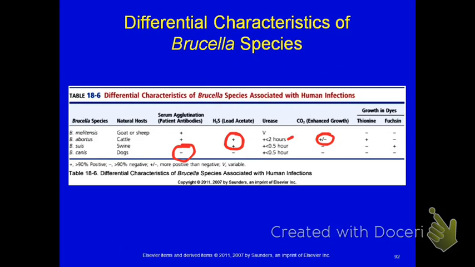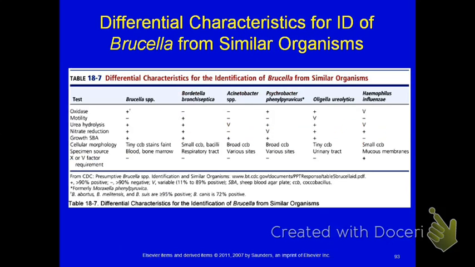Now, some would require CO2 to enhance growth, and that would be Brucella abortus. If we add thionin dye, Brucella abortus will be able to grow. If you add fuchsin, it is only Brucella suis that could grow. Furthermore, Brucella is also differentiated from other species by means of biochemical tests. So, you might read table 18-7 in your book.